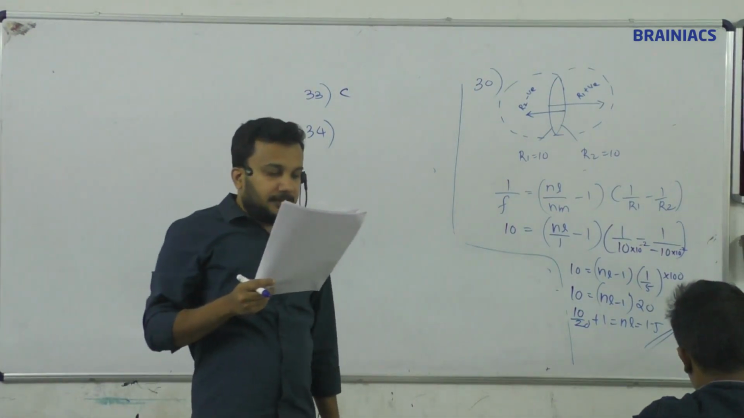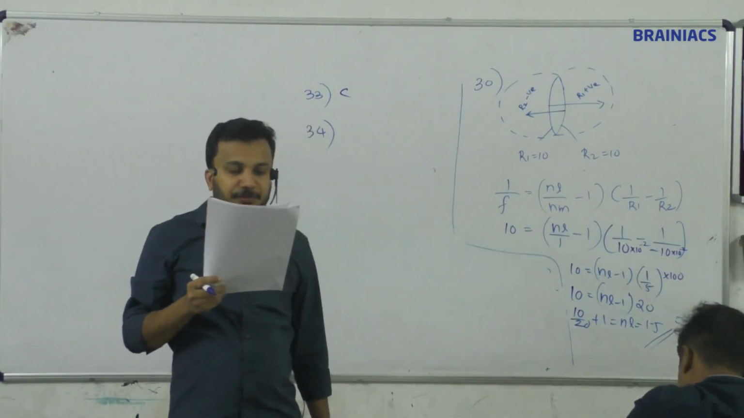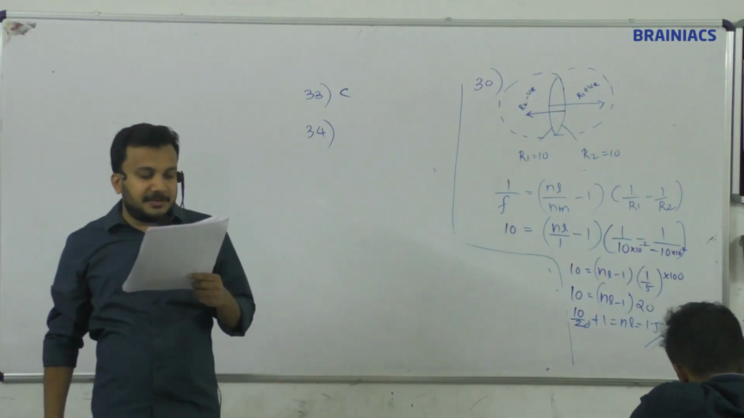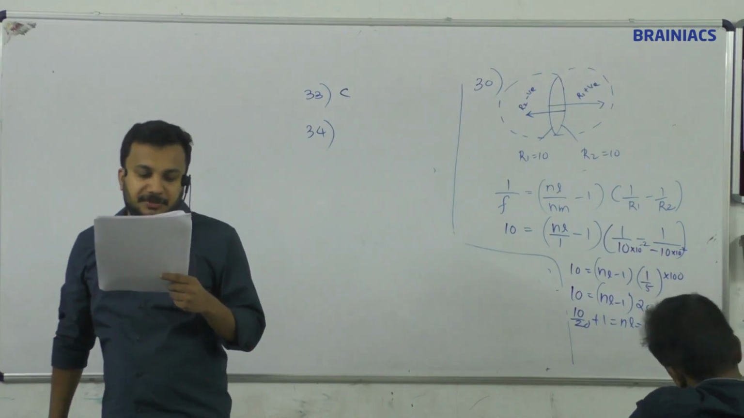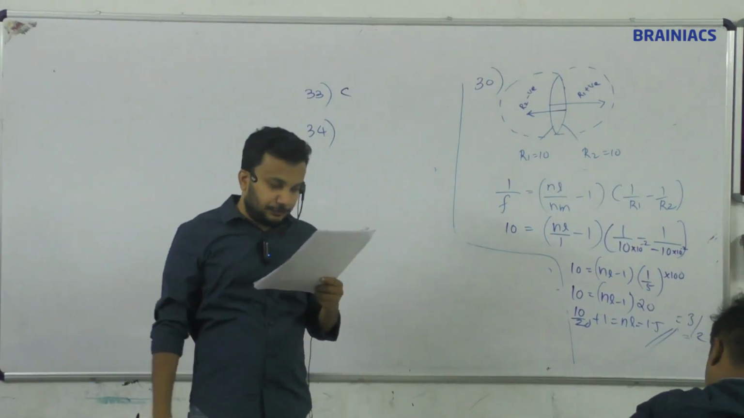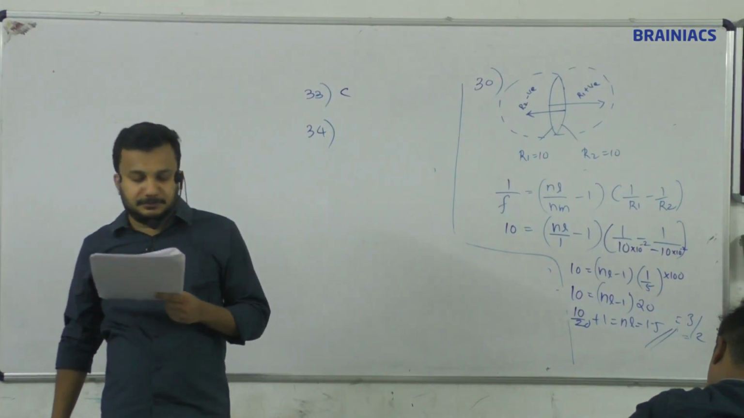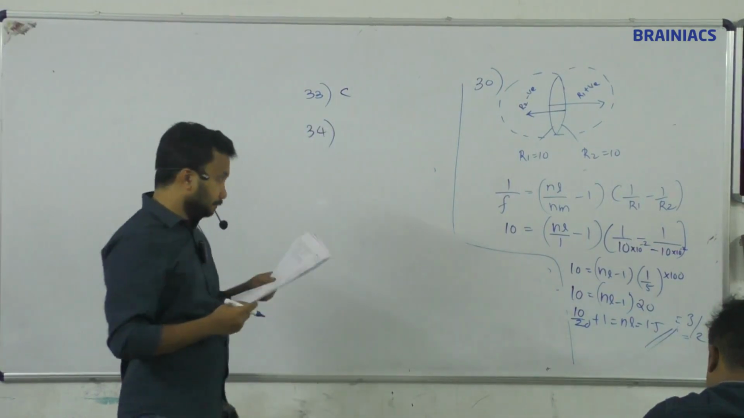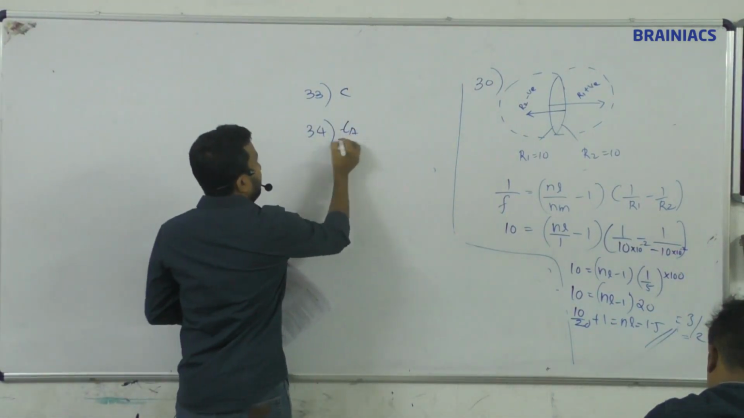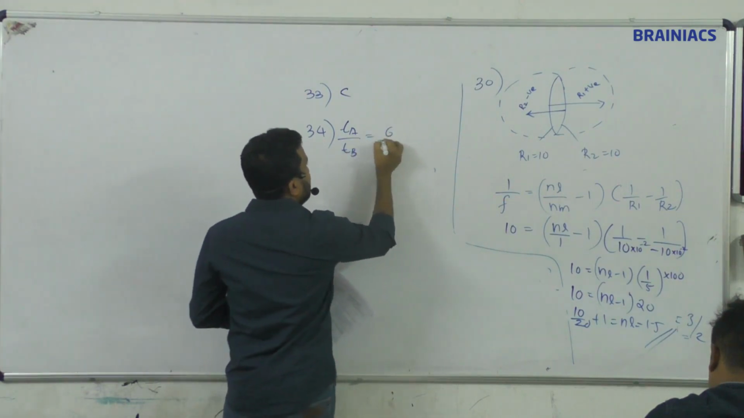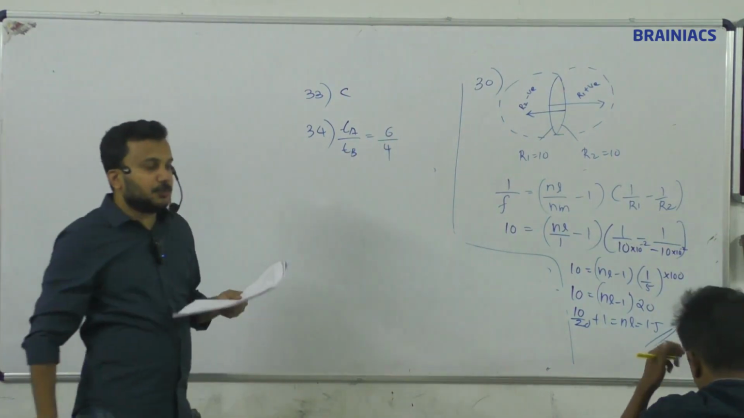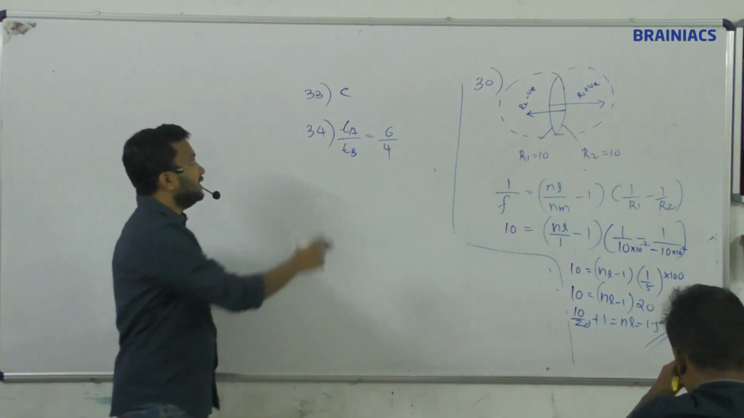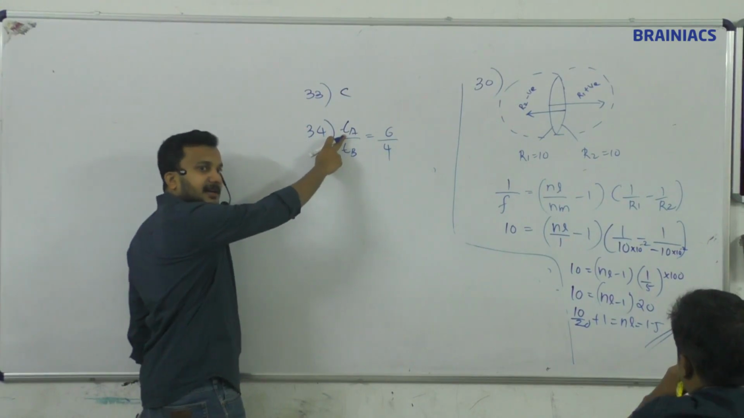Okay, 34. The ratio of the thickness of the two transparent media A and B is 6:4. If light takes equal time to pass through them, then find the refractive index of A with respect to the refractive index of B. Thickness of the two media, t_A divided by t_B, is equal to 6/4, given. So which one will have the highest thickness? Medium A will have the highest thickness.